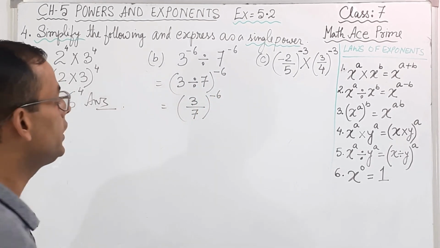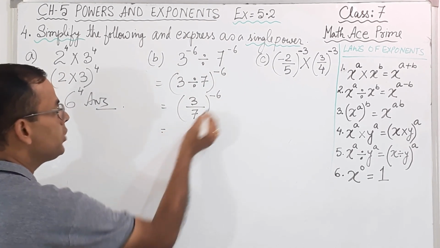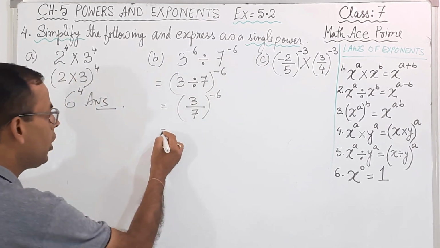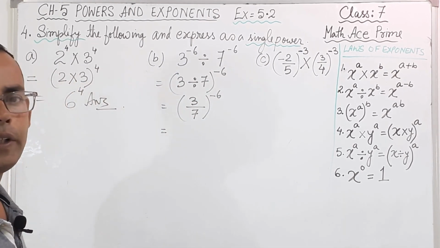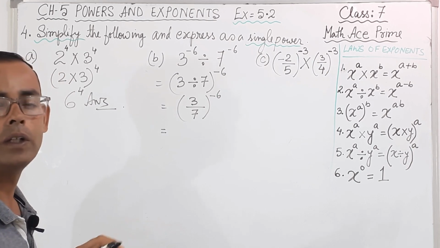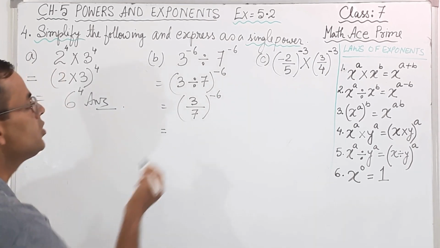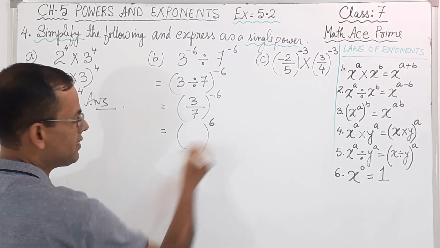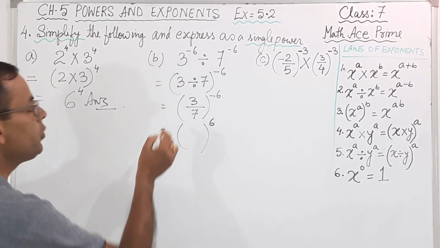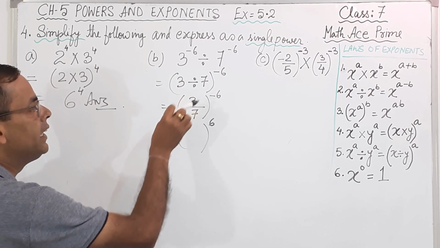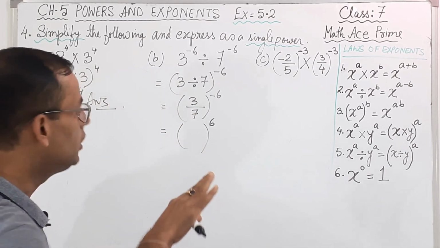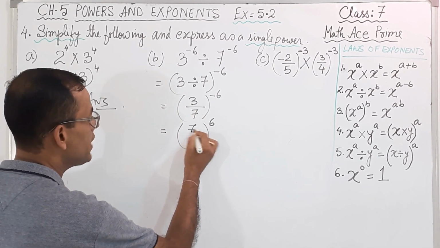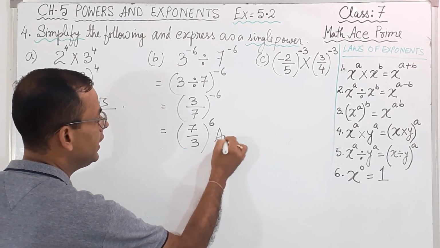Now here one more thing is very important. You can write this answer like this only, to the power minus 6, but we always try to give the answer with the power as positive. So if I want to make this power positive, that means minus 6 to plus 6, then what is inside the bracket will become inverted. 3/7 will become 7/3. So 7/3 to the power 6, and this is the answer.